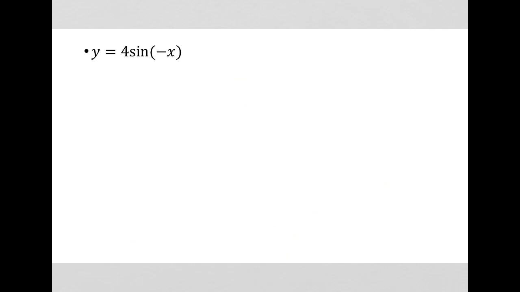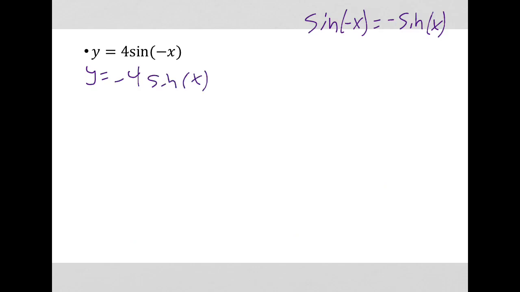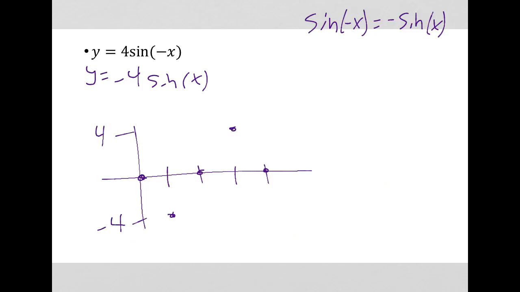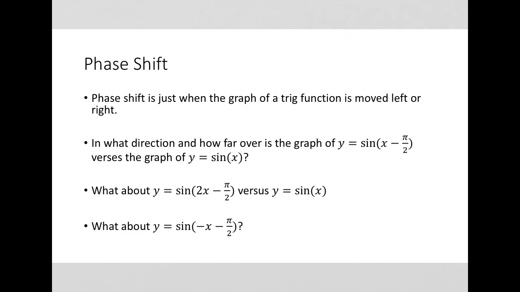Well, remember that sine is an odd function, which means sine of negative x is equivalent to negative sine of x. So I can pull that negative out and rewrite this as y equals negative 4 sine of x. And now we can quickly graph this. Instead of going up first, it's going down first. So we get those points. And what are these values? Negative 4 and positive 4. And then you can sketch it in. It's done! That's it!